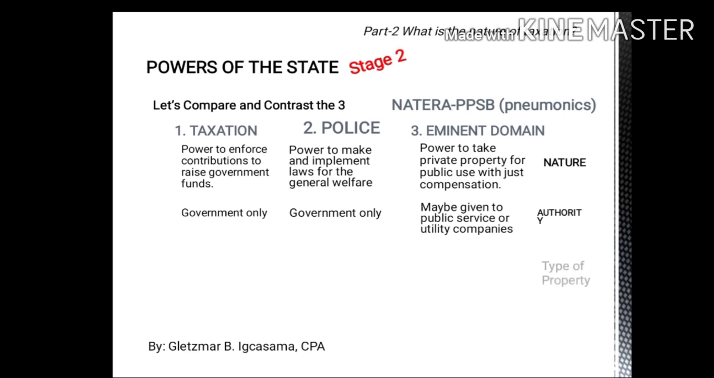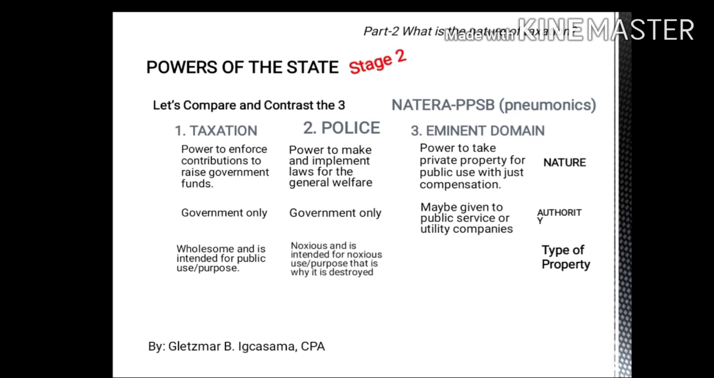Let's go to T, the type of property. If the government acquires assets while exercising taxation powers, the assets acquired by the government are treated as wholesome and are intended for public use or purpose. Pero, if nakakuha ang government ng assets while exercising police power, the assets acquired by the government are considered noxious and are intended for noxious use or purpose.